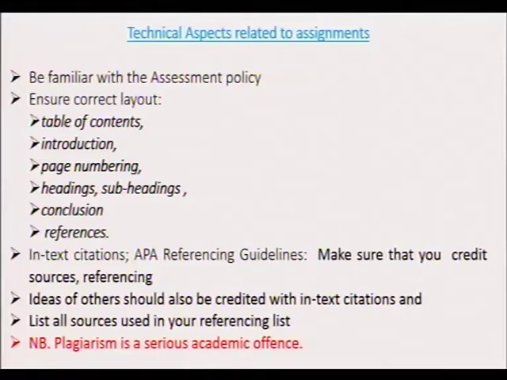One very important aspect is the issue of plagiarism, copying. It is a very serious offense. So please make sure that whenever you copy other people's work or refer to other people's work, you reference it.